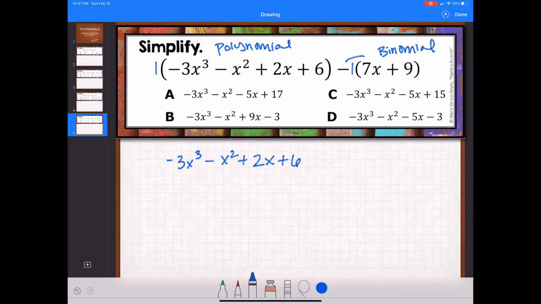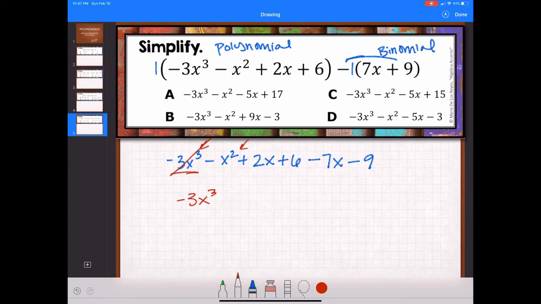Over here, distributing a negative 1, so that's negative 7x minus 9. And now I'm going to combine like terms. Again, start with the highest power first, which in this case is the third power. So I look to see if there are any other terms that have x to the third. There aren't, so it's just negative 3x to the third. And I like to cross them out after I do it so that I know I've already counted it.